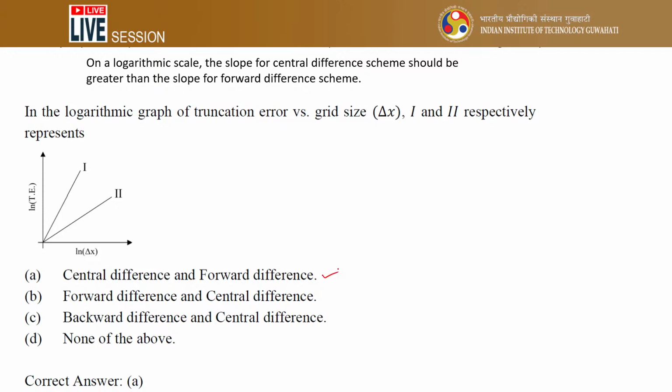You can see that in central difference the error varies as delta x square, because it is second order accurate, and in the first order scheme the error varies as delta x. So if you take the logarithmic scale, the slope for the central difference scheme will be greater than the slope of the forward difference scheme. Hence the correct answer is A.